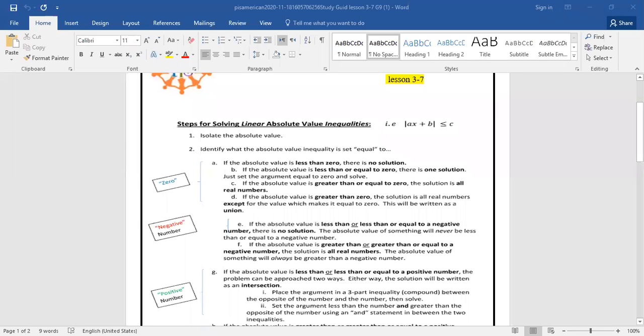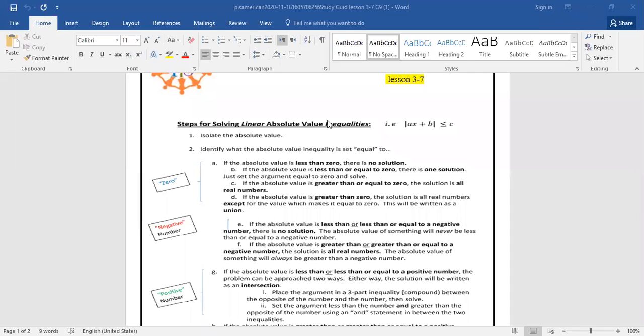3.7, which is talking about absolute value inequality. At the beginning, we have to know the meaning of absolute value. We said the absolute value is the distance from zero, and it will always be a positive value.